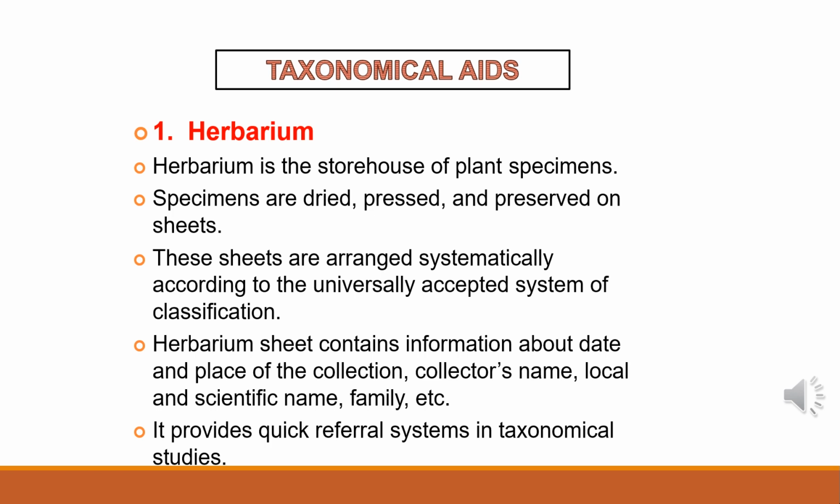So these specimens are kept in sheets. These sheets are arranged systematically according to a universally accepted system of classification. These sheets contain information about date, place of collection, collector's name, local and scientific name, family, etc. So this provides a quick referral system in taxonomical studies.